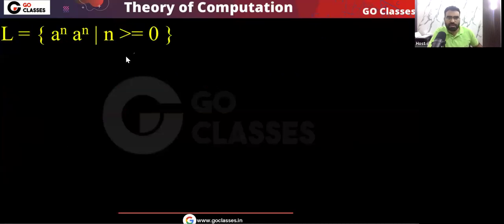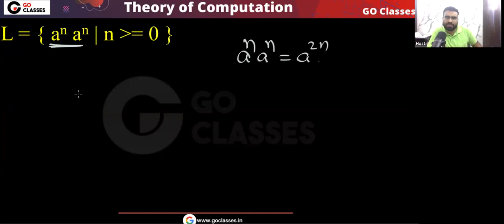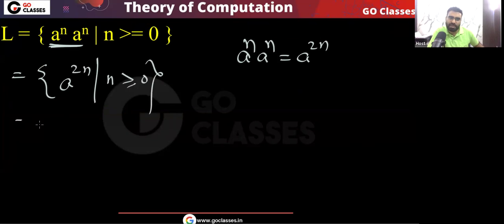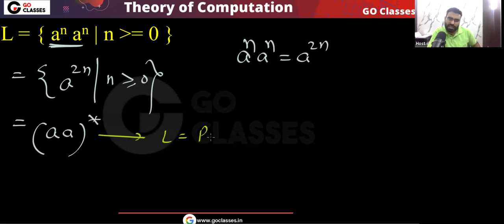So here, if you notice, what are the strings in this language? This is a power n, a power n. I can write it as a power 2n, isn't it? This is basically a power 2n, n is greater than or equal to 0. It is just an even number of a's. This is the regular expression, even number of a's. And because we have a regular expression, L is regular.